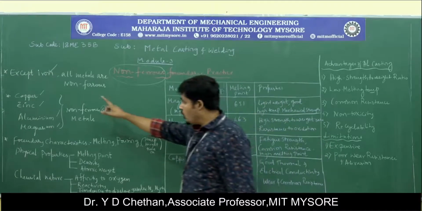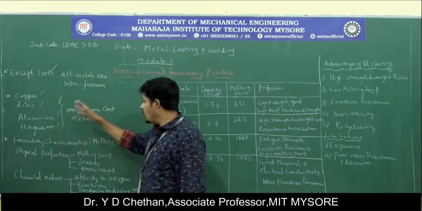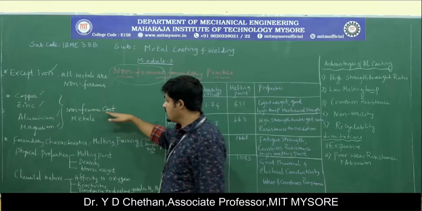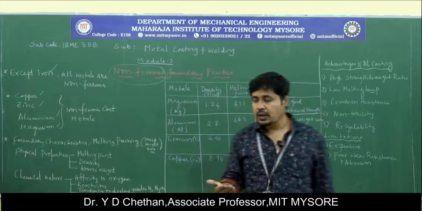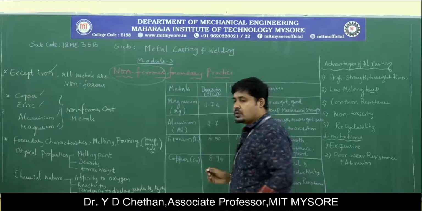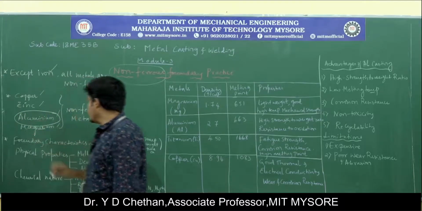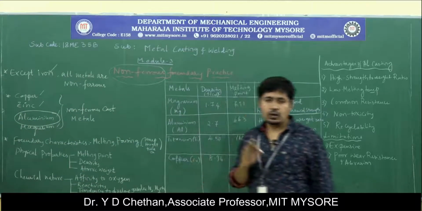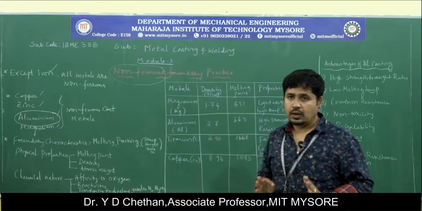So here copper, zinc, aluminum, and magnesium are the most feasible non-ferrous cast metals that could be used for foundry practices. As far as your VTU syllabus is concerned, they have mentioned only aluminum casting methods, that is non-ferrous foundry practices. We are only concentrating on aluminum.